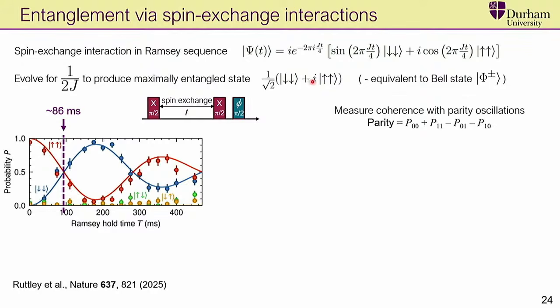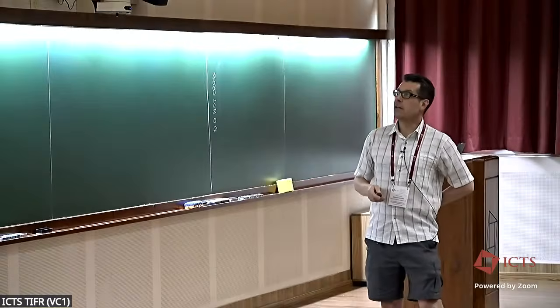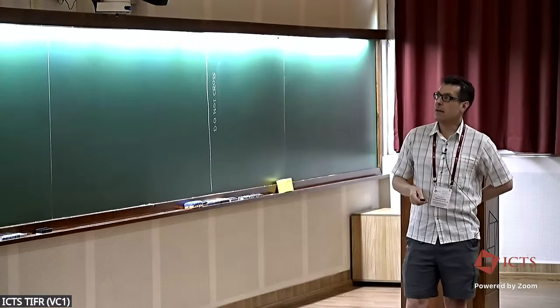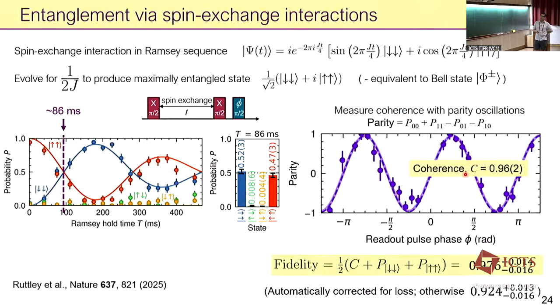We can quantify the entanglement, how good it is, by doing an additional rotation around an arbitrary axis and constructing this parity operator. And that should oscillate. It does, and the coherence of that gives you part of the answer. You can combine that with the measured populations at this point to construct the overall fidelity. Actually, we get a very reasonable, almost 98% fidelity on entangling this pair of molecules.